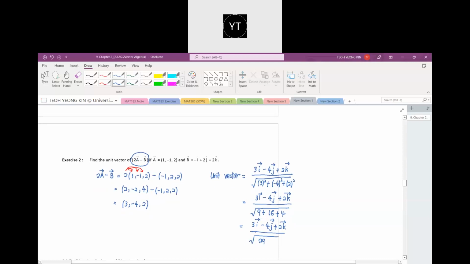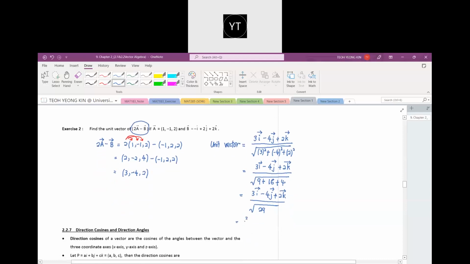So the unit vector will become 3 over square root of 29 i. I separate into 3 parts. Minus 4 over square root of 29 j. And then plus 2 over square root of 29 k. Split into just 3 parts. So this is how we find the unit vector. The vector itself divided by the magnitude. The vector is divided by the magnitude of the vector. So we need to find the magnitude of the vector.